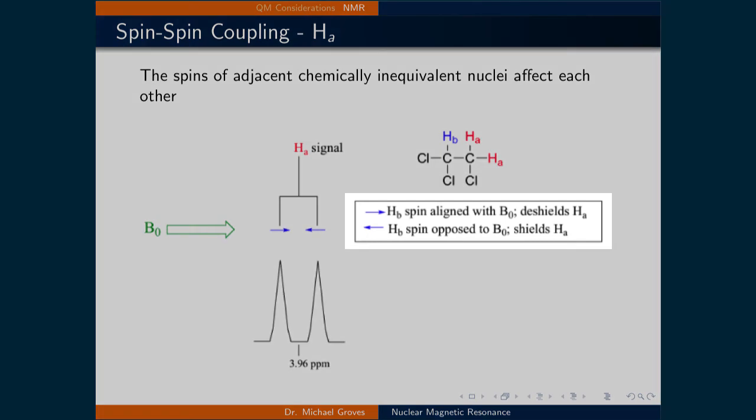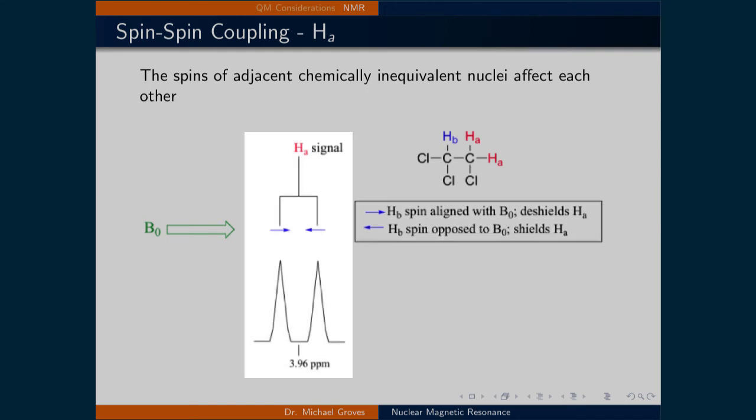The reason why this matters is that chemically inequivalent hydrogens can either enhance or shield the local magnetic field experienced by the adjacent inequivalent nuclei. Therefore, the one HB hydrogen, depending upon the direction of the spin of its nucleus, enhances or shields the applied magnetic field experienced by the HA hydrogens. This results in a slight splitting of the signal into two, since there are only two possibilities for the spin of HB. This effect is called spin-spin coupling.